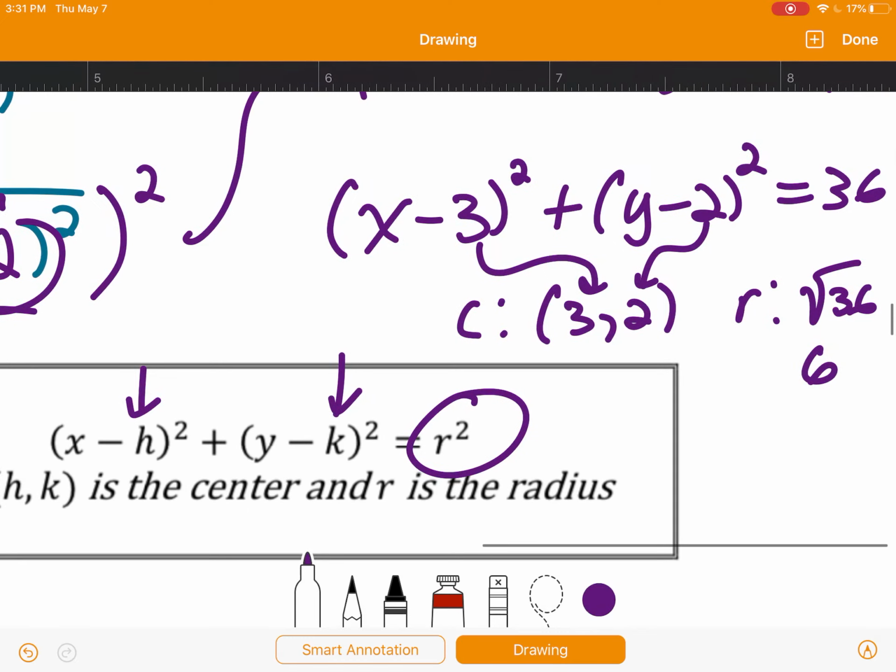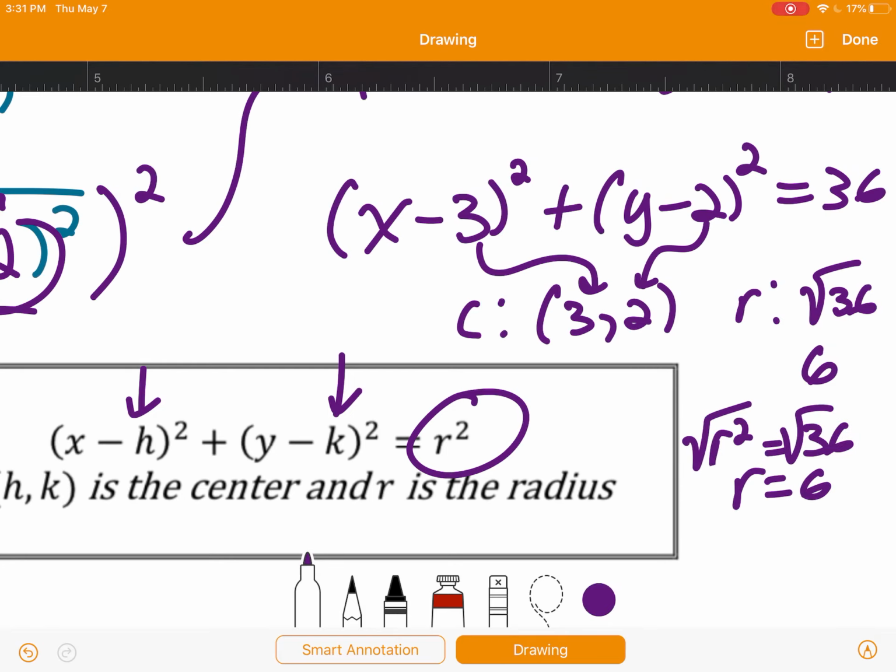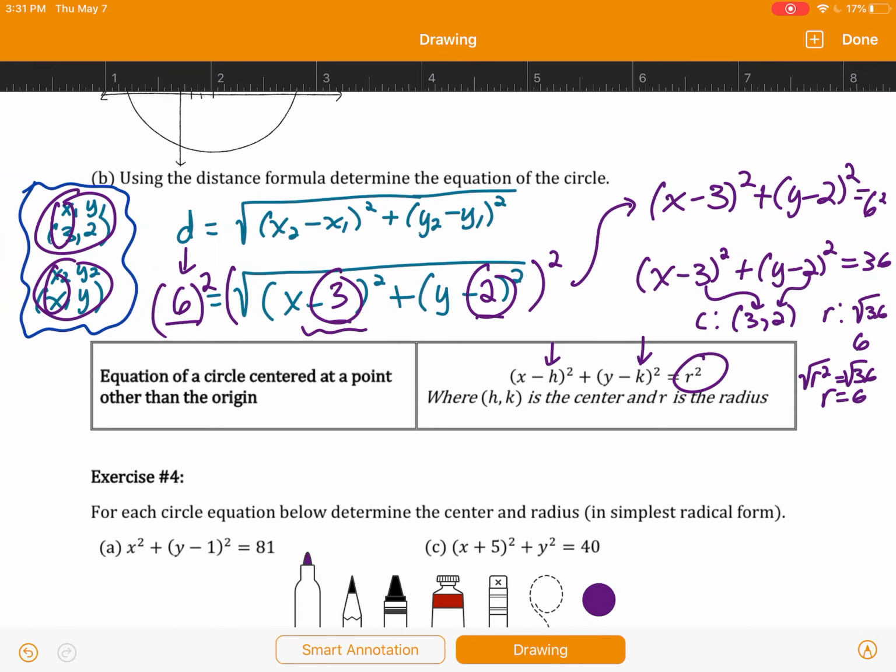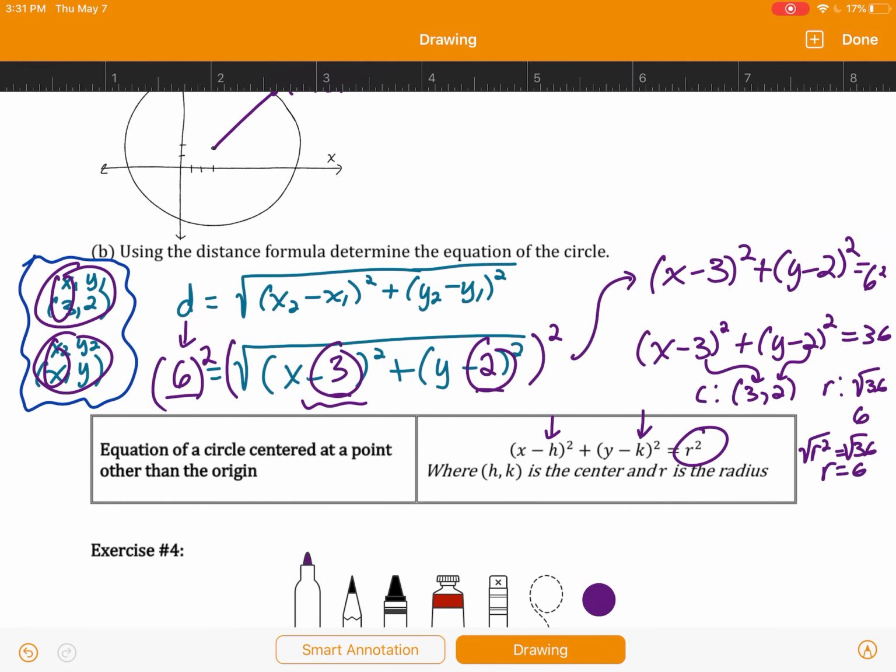So another way of looking at it is r squared equals 36. Then you go ahead and try and solve for r. Okay, and it's pretty straightforward once you get used to how the equation is set up. Okay, so that is how you would use the distance formula for this.